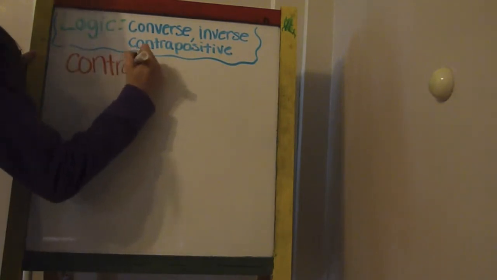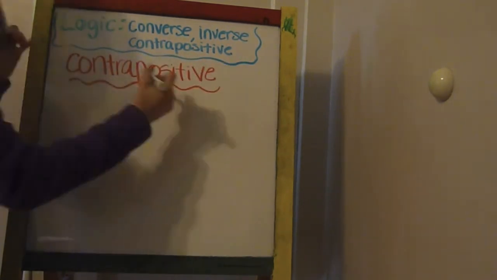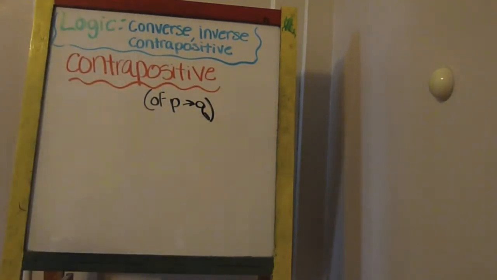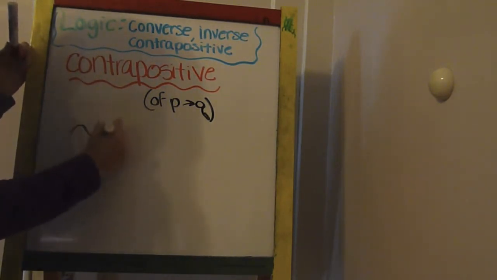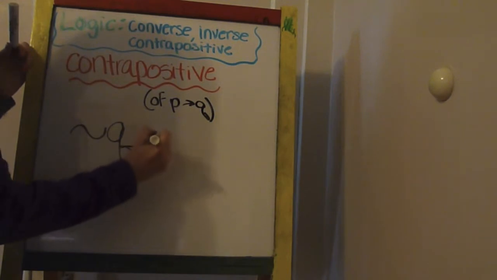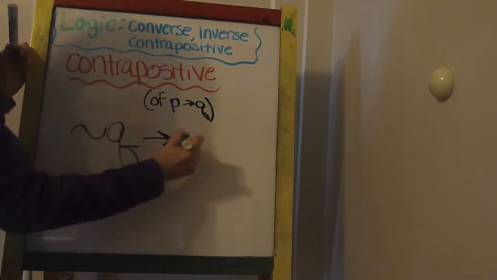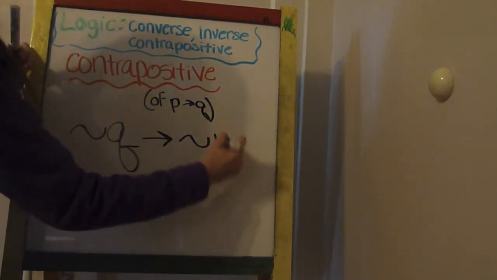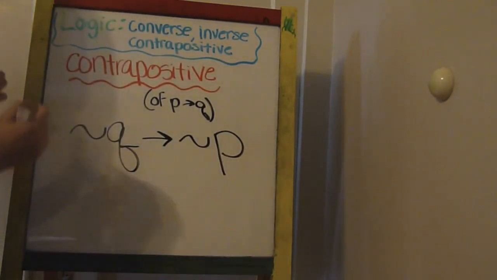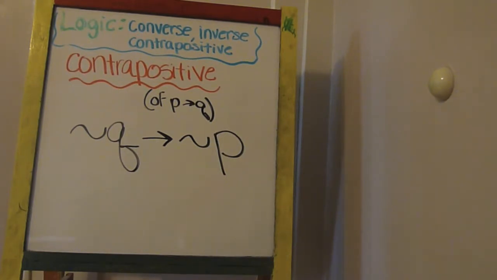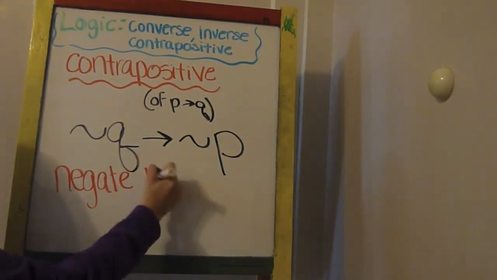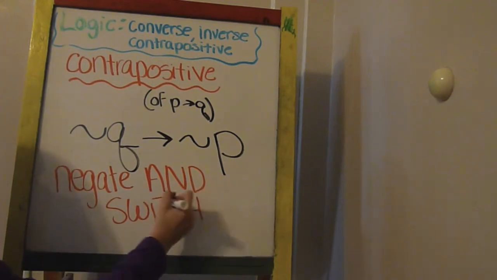Next is contrapositive. Of course, we're doing the contrapositive of P arrow Q. So to get the contrapositive of something, you're going to switch the two and negate them. So P arrow Q goes to not Q arrow not P. So all you're going to do is negate and switch it.